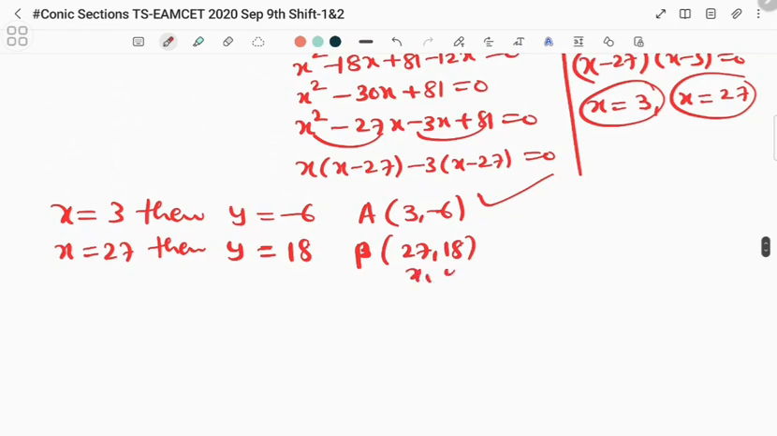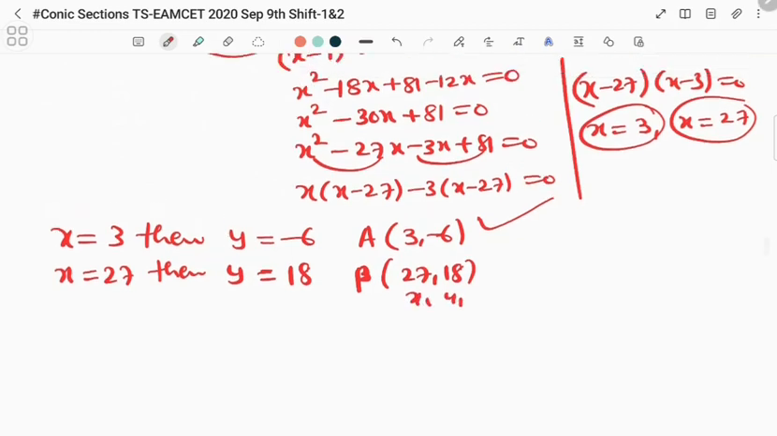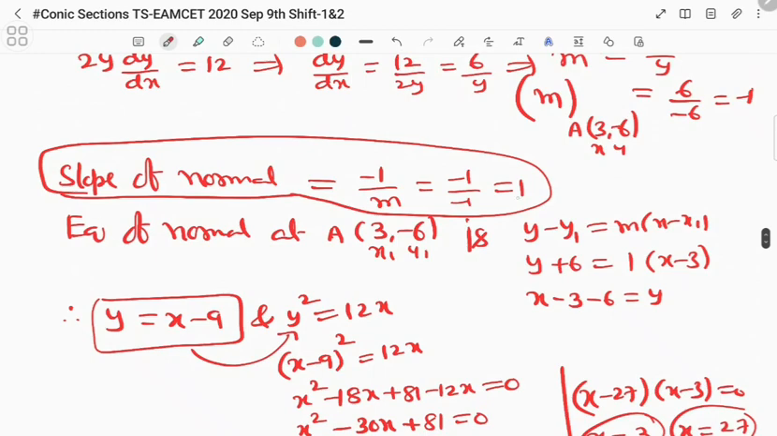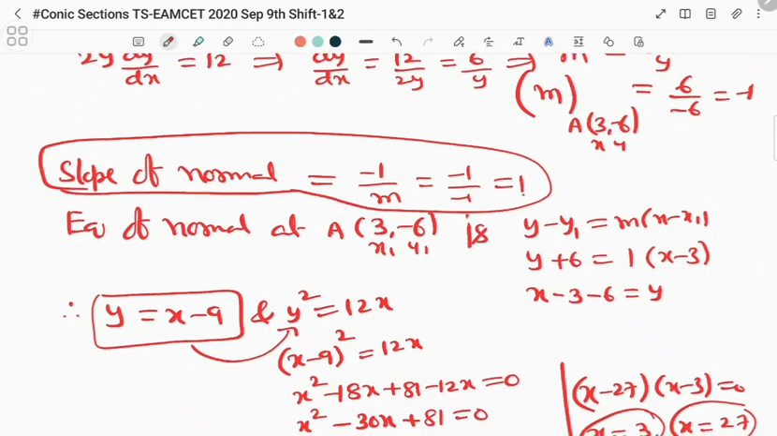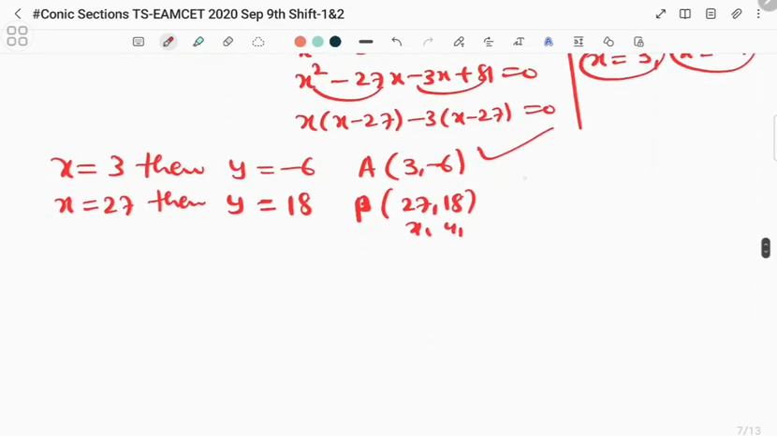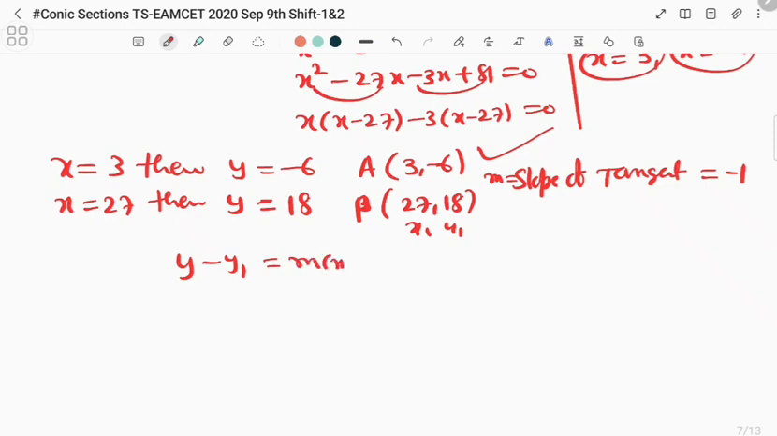So this is x1, y1. Slope of normal is 1. Slope of normal is 1. Slope of tangent is what? Minus 1. Slope of tangent is equal to minus 1. That is equal to m. So y minus y1 equals m into x minus x1. y minus 18 equals m, which is minus 1, into x minus 27.